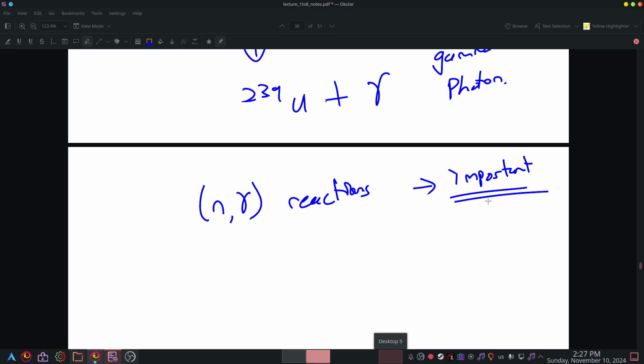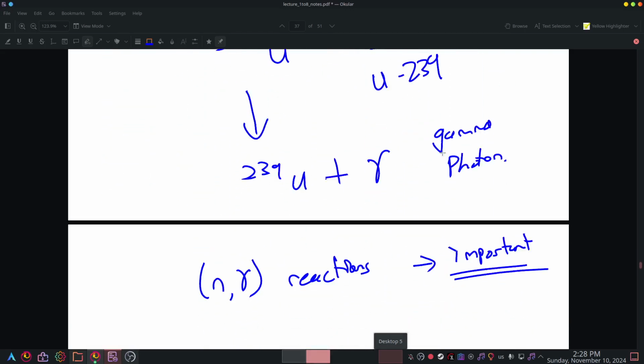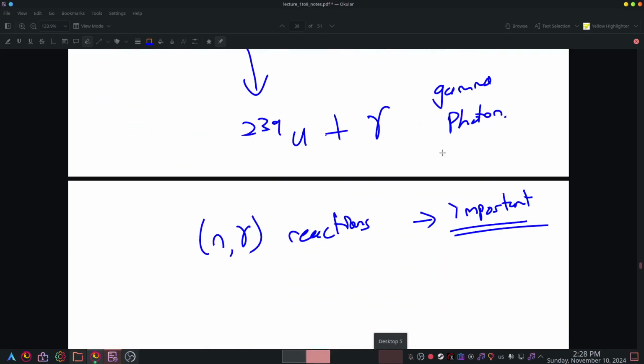So basically, the neutron is absorbed, the nucleus goes into an excited state, and then it will de-excite itself by releasing a gamma photon or a few gamma photons. So this is what we call an N-gamma reaction. Take note of this. This is extremely important.